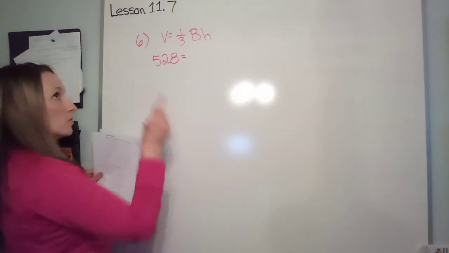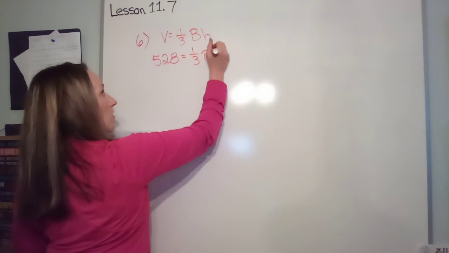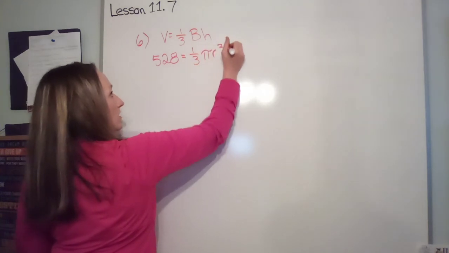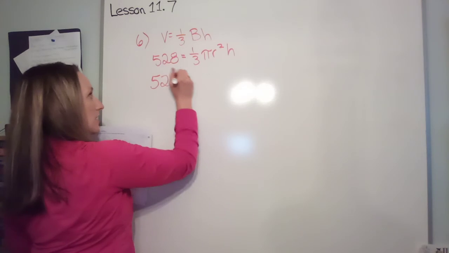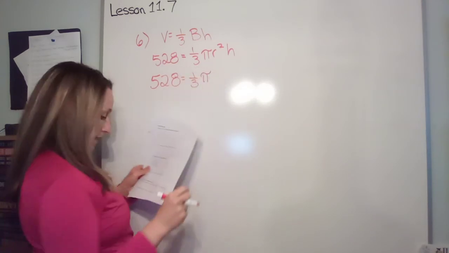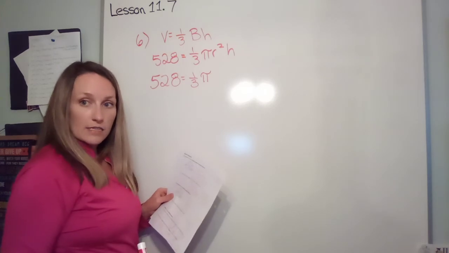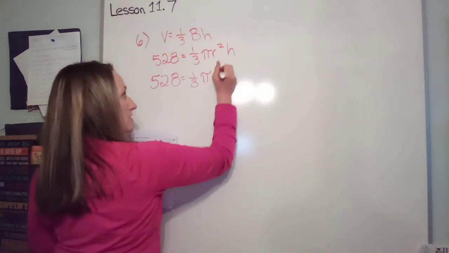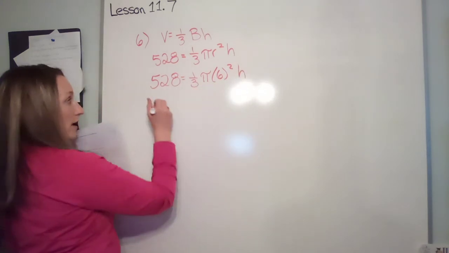So if it's a cone, the bottom is a circle. So B is pi r squared times h. Okay, so now I can fill in the rest of the information that's given. You're told the diameter is 12. So if the diameter is 12, what's the radius? Divide that by 2 to get a radius of 6. All right, so now you're going to square the 6.